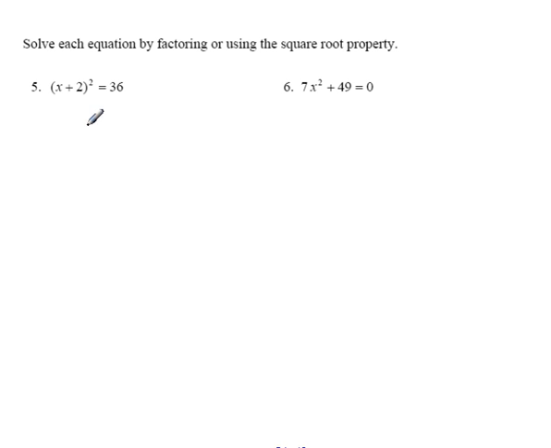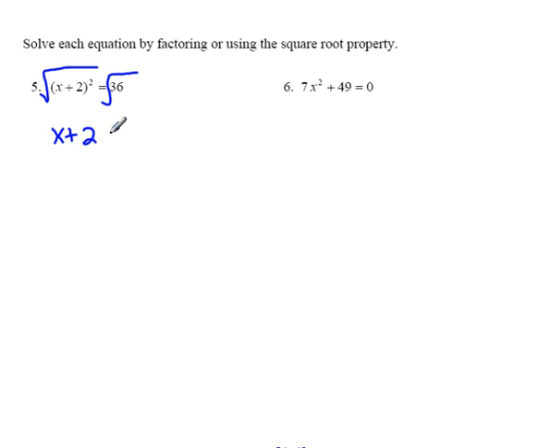Okay, solve each equation by factoring or using the square root property. So we have to decide which method would be the easiest way. All right, the first thing we can do is we see that we have a quantity squared isolated, so the square root property would probably be the best option. In order to factor this, you would first have to FOIL, get this equal to 0, and it would be a lot more work. So let's go ahead and take the square root of both sides.